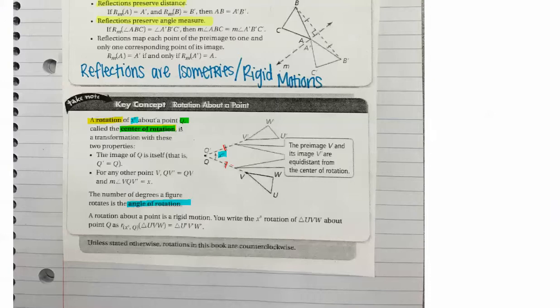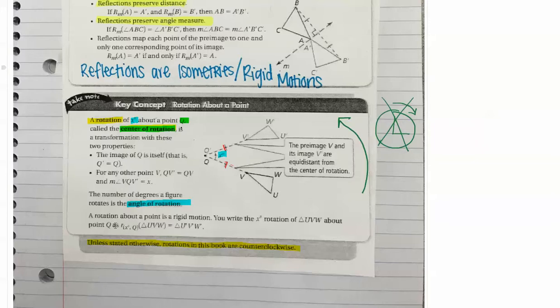That is something that's stated right here: unless otherwise stated, rotations in this book are counterclockwise. Counterclockwise means it's going against what a clock does, so it's going in that direction. Clockwise, if you think of a clock, goes this direction. So that's not the way that we're going to go. We're going to go the opposite direction.